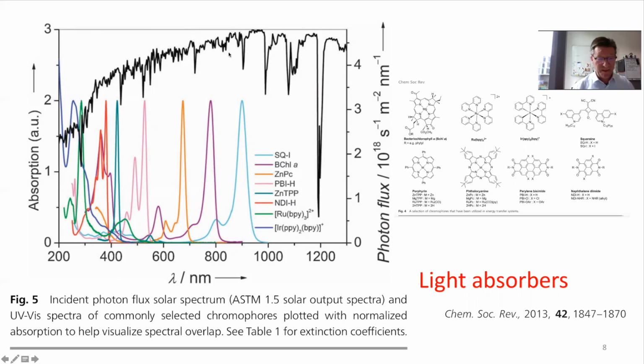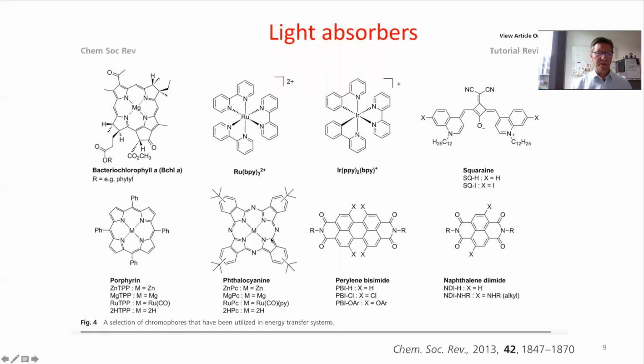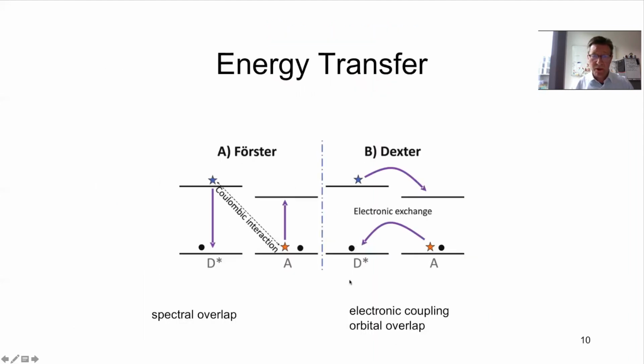If you want to harvest as much light as possible from the solar spectrum, then you can try to make an array of these types of molecules. So here we see the structures more clearly: squaraine, bacterial chlorophyll, phthalocyanine, the perylene bisimides, and the other ones. So these are light absorbers from a paper from Würthner. If you want to apply energy transfer, we have two mechanisms, the Förster and the Dexter.